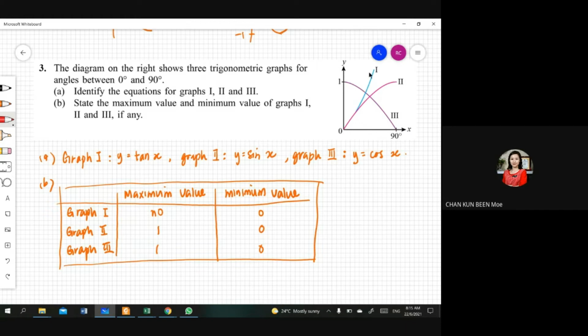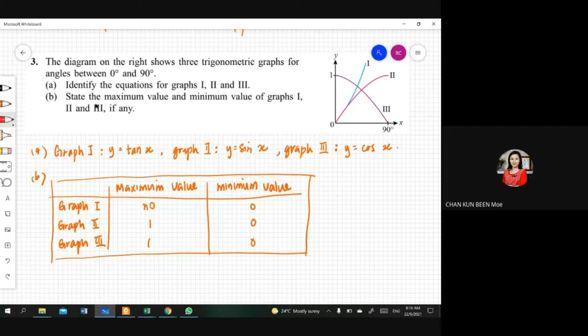Graph 1 is going up for sure. The first graph here is y equals tangent x. Then graph 2 is going up like this; you can see it will form a letter S. So graph 2 is y equals sine x. And the last one starts from 1 here. When it starts from 1, for sure y is cos x. Okay, you can identify, right?